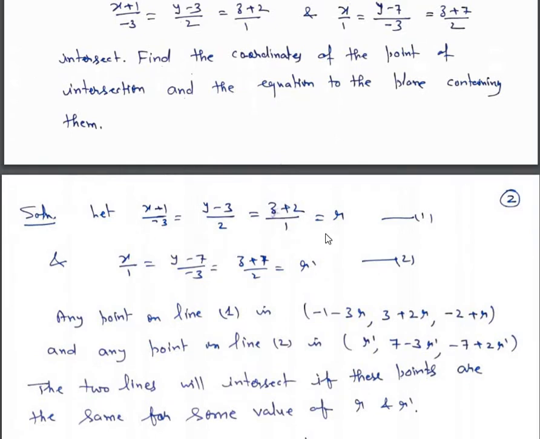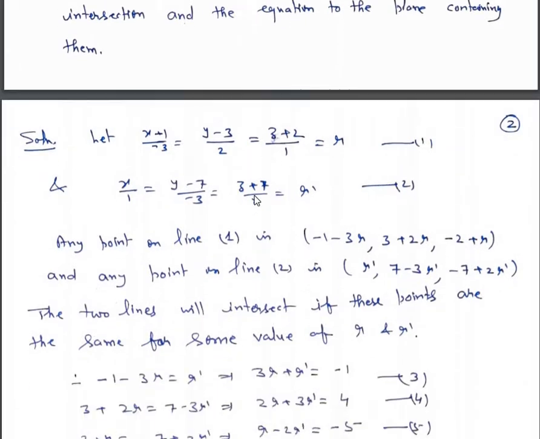Suppose that for the first line this is equal to r, and for the second line this is equal to r dash. So from here we have x is equal to minus 3r minus 1, y is 2r plus 3, and z is r minus 2. So any point on line 1 is (minus 1 minus 3r, 3 plus 2r, minus 2 plus r). Similarly, any point on the second line is (r dash, minus 3r dash plus 7, 2r dash minus 7).